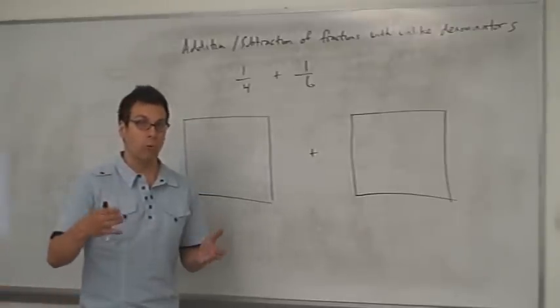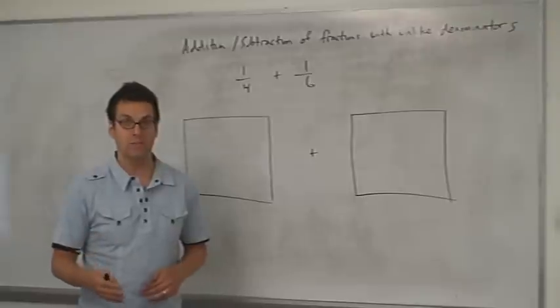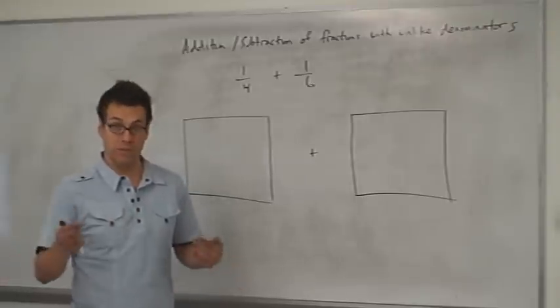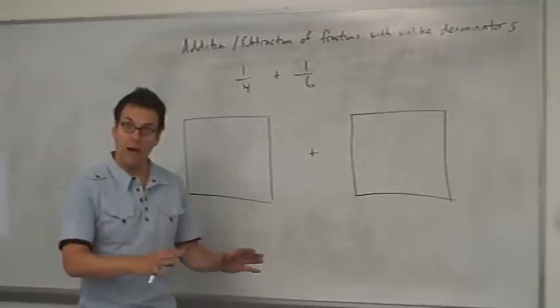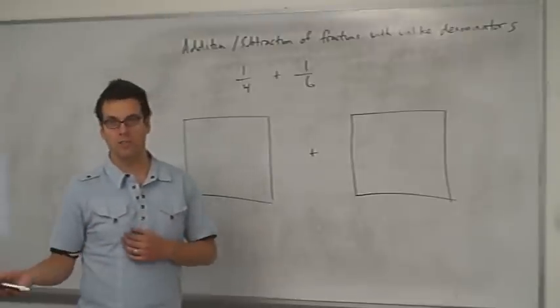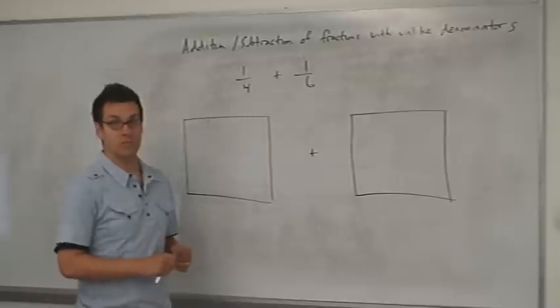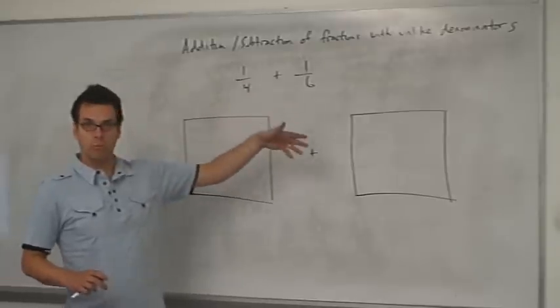So moving forward with that understanding, the question now is, how do we add fractions when the denominators are unlike? We already know how to add them when they're alike. How do we add fractions when the denominators are unlike? So let's just illustrate this with an example, 1/4 plus 1/6.